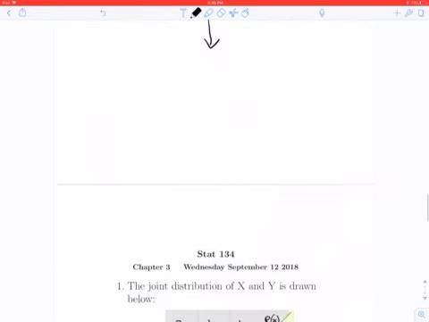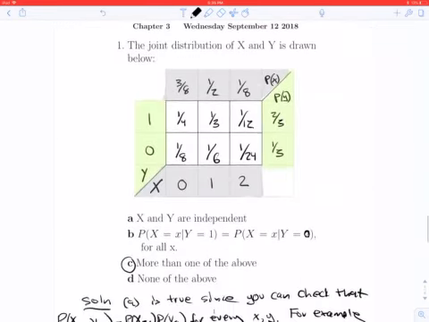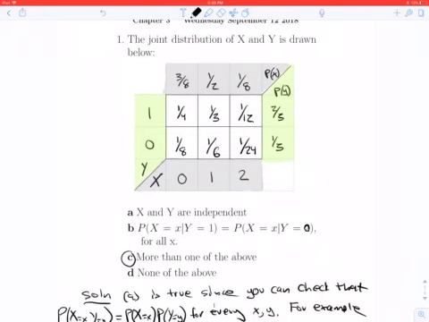equals the probability that x is x times the probability that y is y. So then we did a concept test where I gave you this joint distribution table and asked you, are x and y independent? Are these conditional probabilities equal? Is more than one of the above true? Are none of the above true? And after some discussion, many of you realized that A and B are both true.